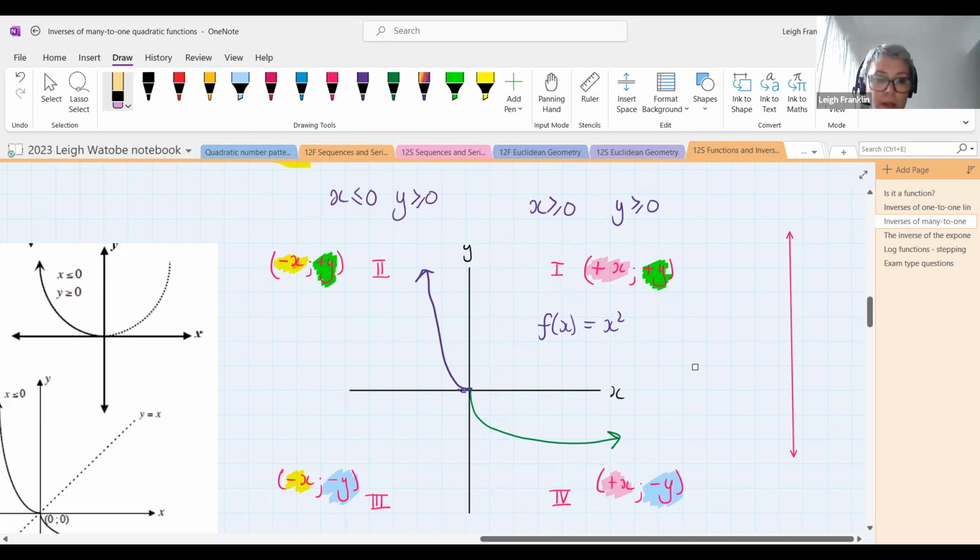Okay, so the purple one is the original function. The green one is its inverse. Is that making a little bit more sense when it comes to the restrictions?